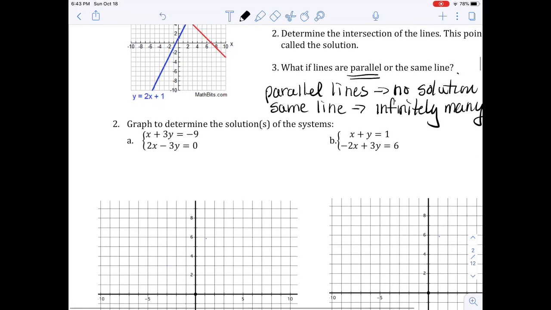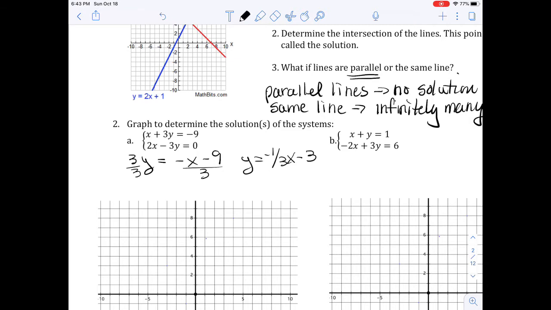All right, so we're going to graph these to determine what their solution is, and we need to first put them into the correct form, which is slope-intercept. So with the first one, we're going to write that as 3y equals negative x minus 9. We're going to divide by 3, and we're going to get y equals negative 1/3 x minus 3.